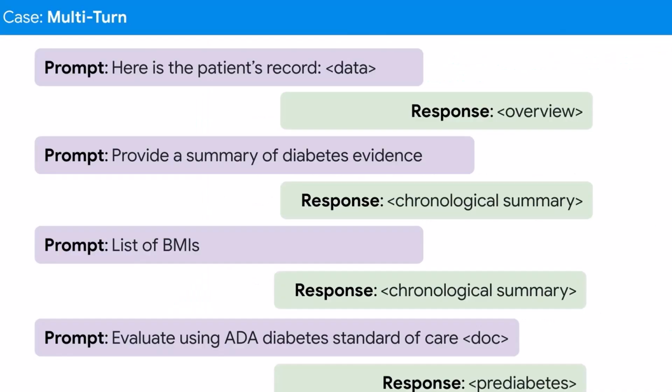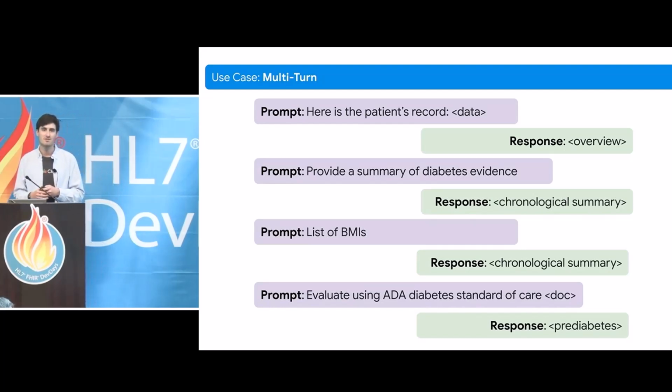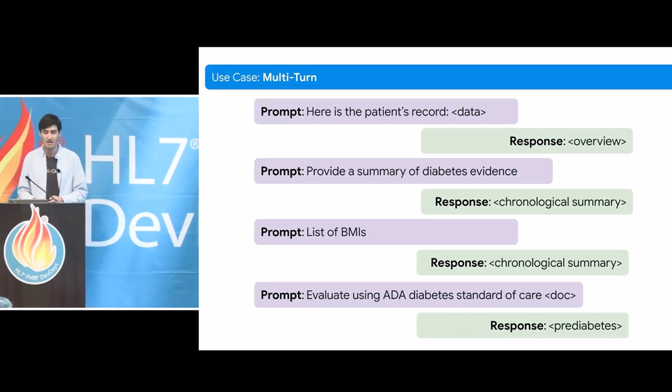Multi-turn, this example, essentially we pass in the record, and then we say, tell us about the patient related to diabetes. Can you list BMIs? And then, hey, can you evaluate whether this patient meets the criteria for diabetes or pre-diabetes using a standard of care document? So it isn't as though you just have to pass the data in at the beginning and then you're chatting and you can't add more data. You can add more data along the way whenever it's helpful to you.